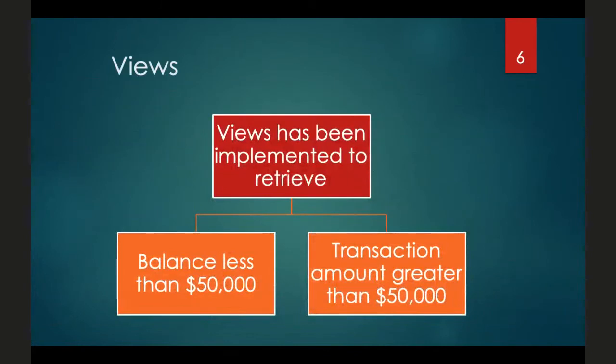Then for this model, we have chosen two views. One view is for when the transaction amount is greater than 50,000, and one is for when the balance of any customer is less than 50,000. The transaction amount view is taken because any transaction greater than 50,000 is, from a security point of view, a suspicious case, and it can be recorded and looked into further. Also, if the balance is below 50,000 for any customer, it can affect the credit card approval process.